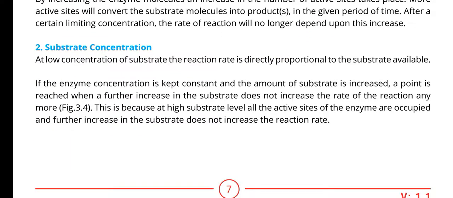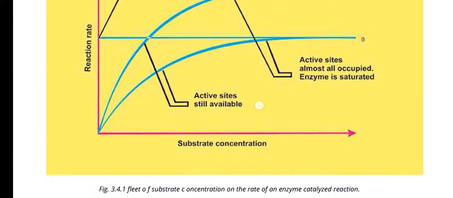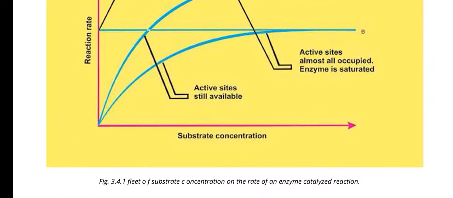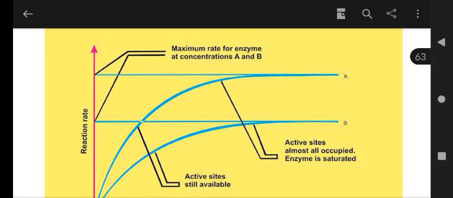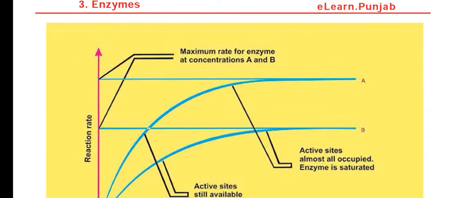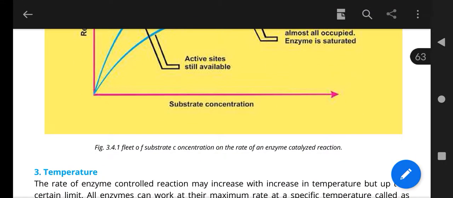The next is substrate concentration. In the substrate concentration, enzyme concentration is kept in excess and constant, and if we increase the substrate concentration, then of course the rate of reaction will increase. You can see here the reaction is directly proportional, and it shows many active sites are present, and as we increase the substrate concentration, the reaction is increasing. At a certain point there is no increase, and after that the graph will become constant.